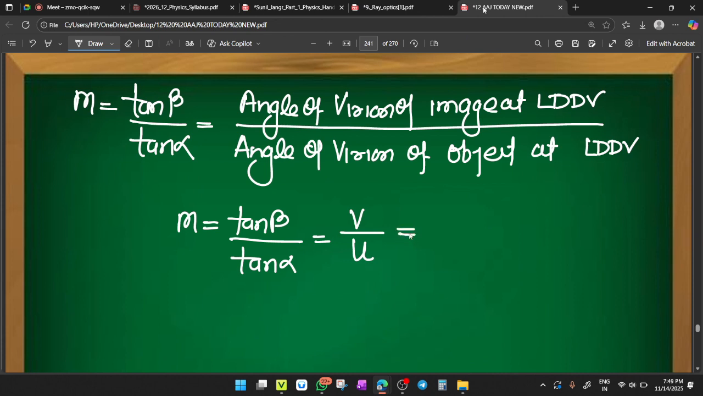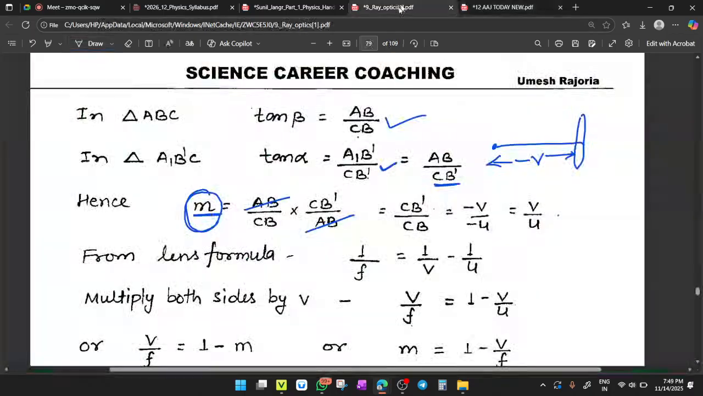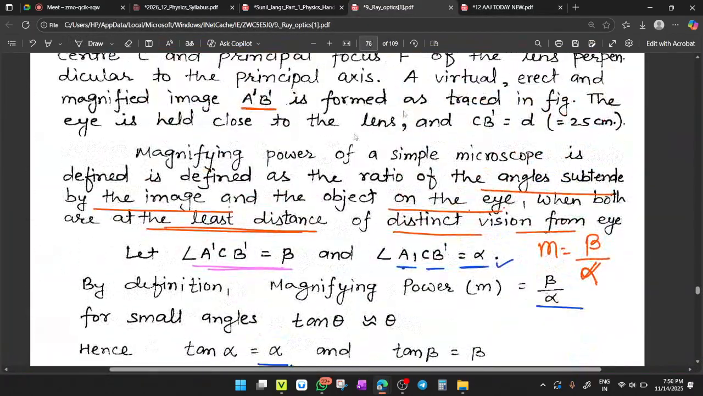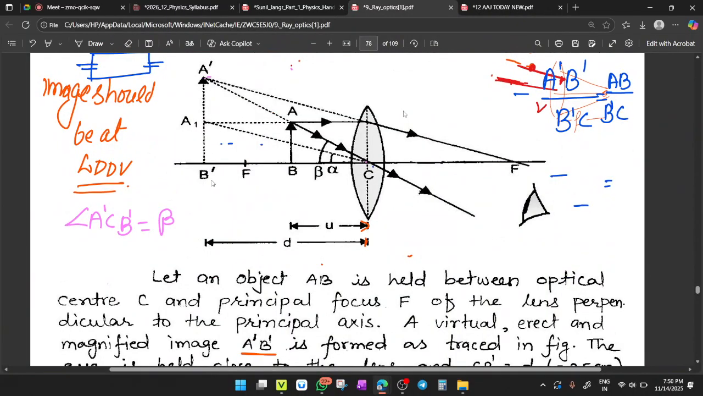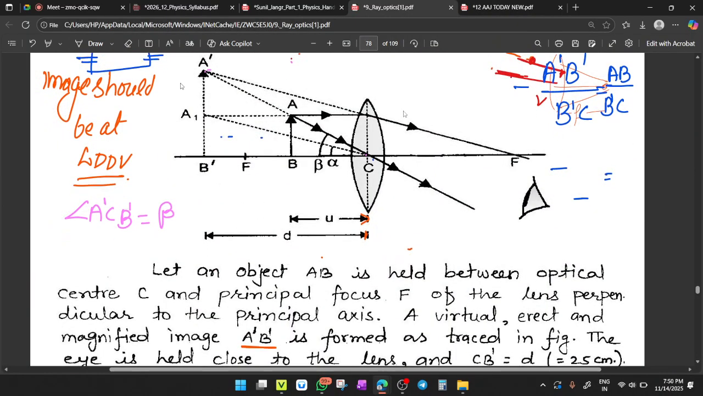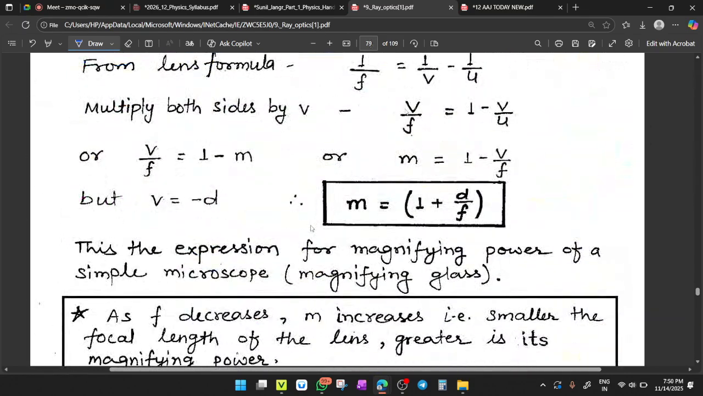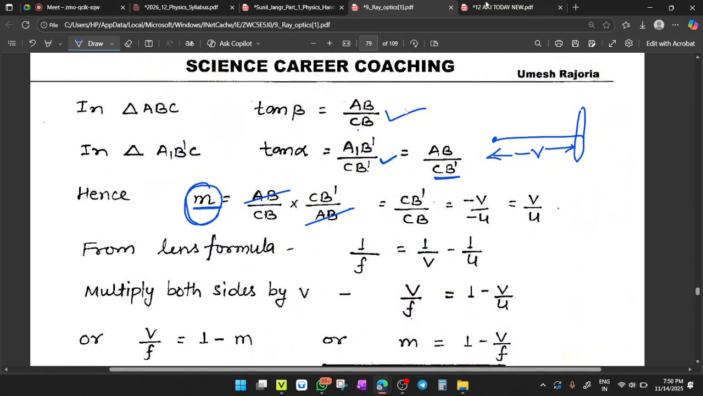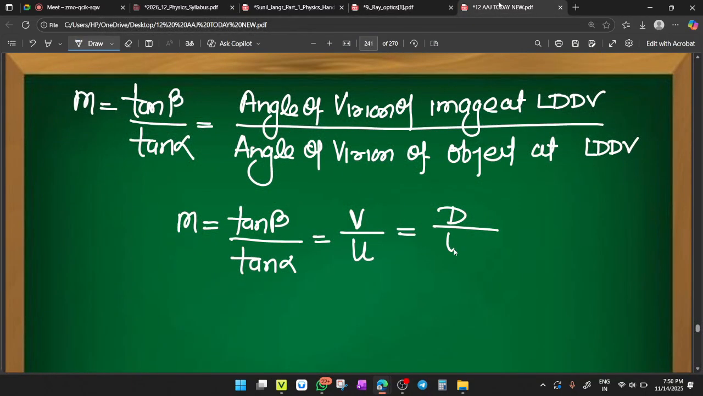As we know, V is equal to capital D, the least distance of distinct vision, where your final image was formed. Check in the diagram, V is equal to D. Yes, here the final image is formed and this is V equals D. So we have placed the value of D in the place of V, and you have the relation M equals D by U.